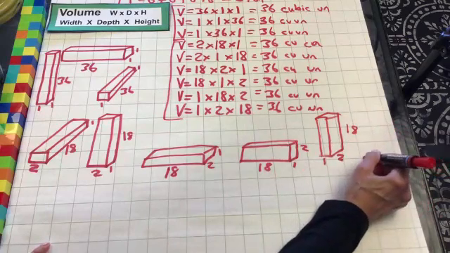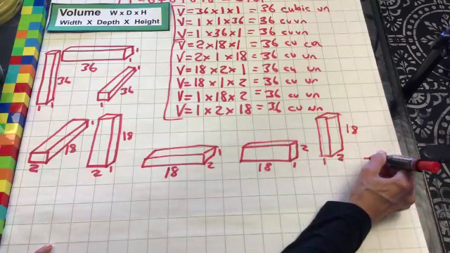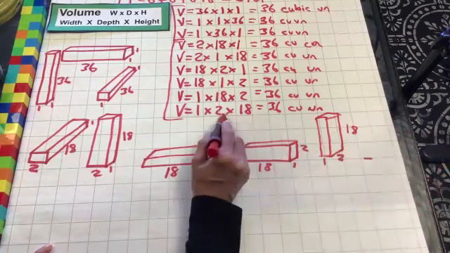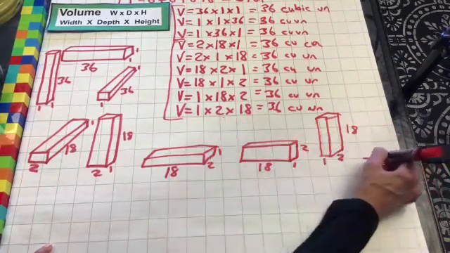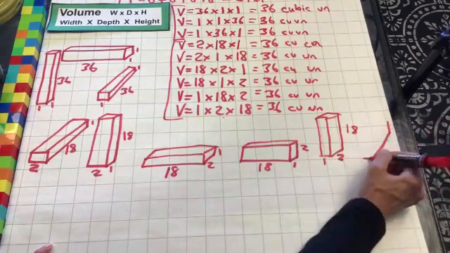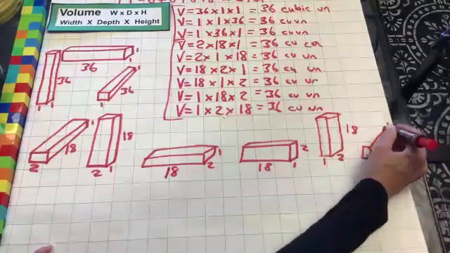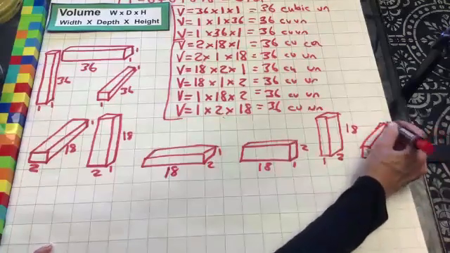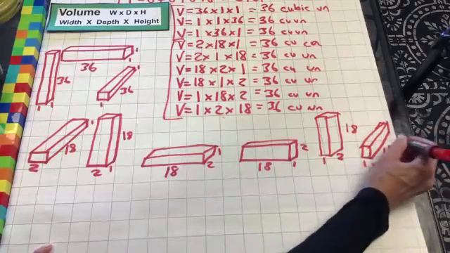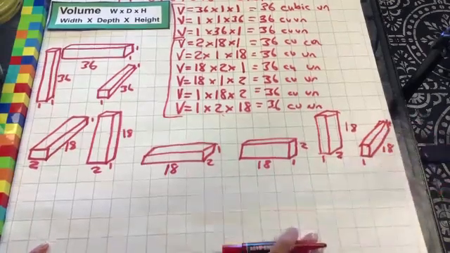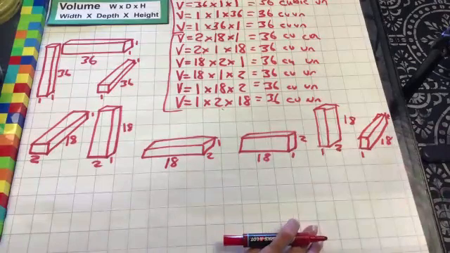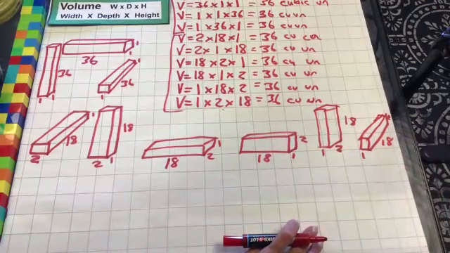Then we did a 1. Oh, that was this one. I forgot. 1 by 18 by 2. Little different. 1 by 18 by 2. That's that factor pair, 2 by 18.